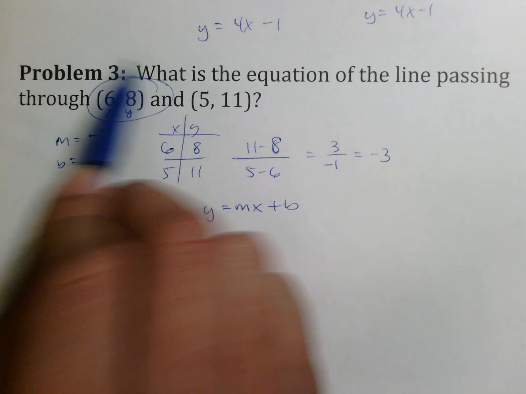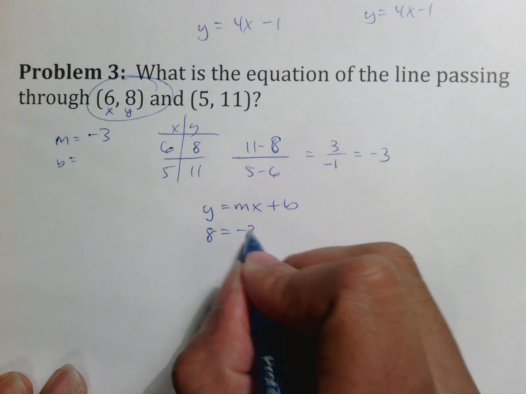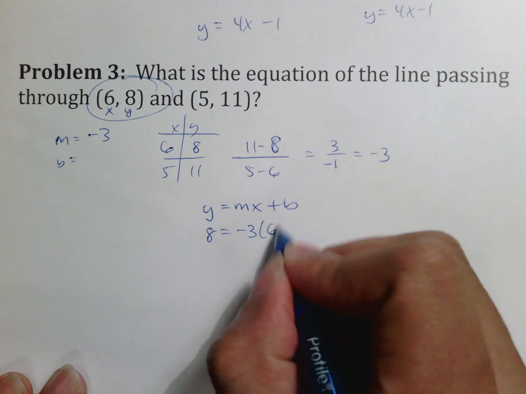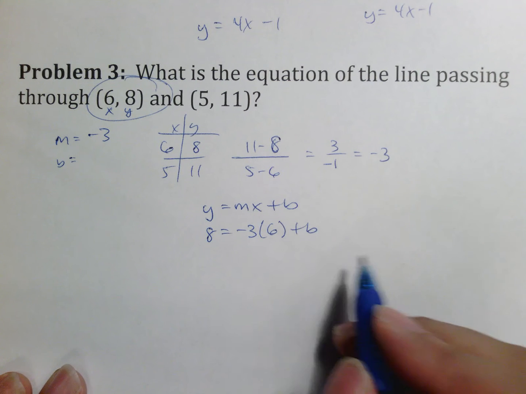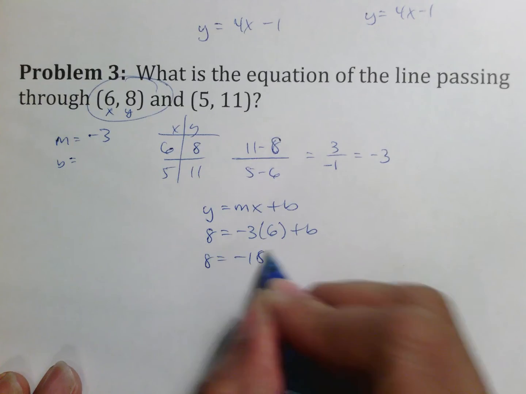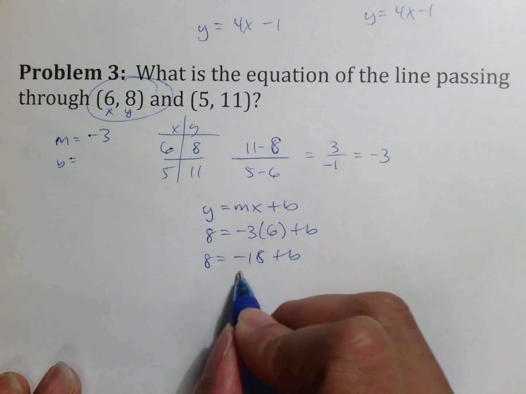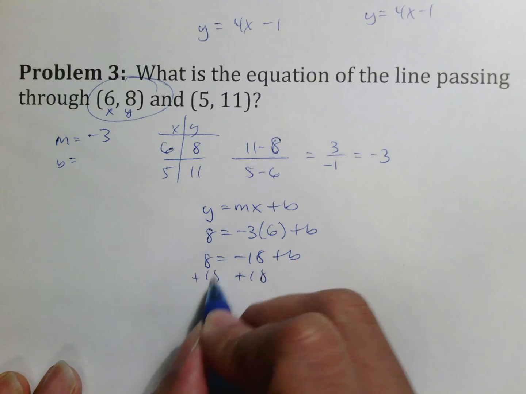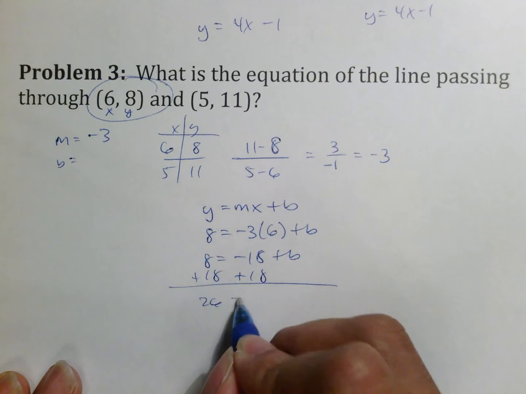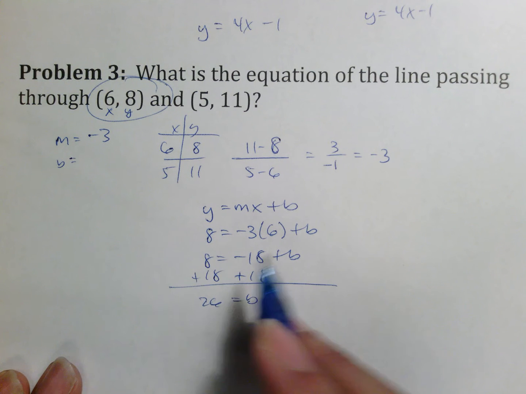I then read this information and say y in this case is 8, m is negative 3, x is 6, and then the rest of that stays. Here that turns into 8 equals negative 18 plus b. The way that I get rid of this 18 is by adding it to both sides, getting 26 for b. Here is my m, here is my b.